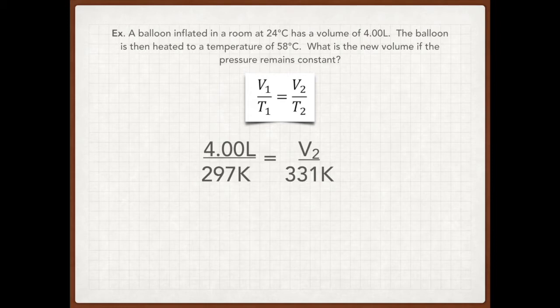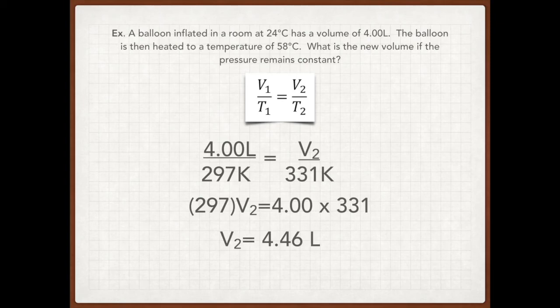So I'm going to take my 297, multiply that by V2, and set that equal to 4.00 times 331. Now to isolate V2 to get it all by itself, I need to divide both sides by 297. The answer that I get for my V2, once I divide by 297 and round to the correct number of significant figures, which in this case would be 3, because 4.00 has 3 sig figs, 297 has 3, and 331 has 3 significant figures, is 4.46 liters.